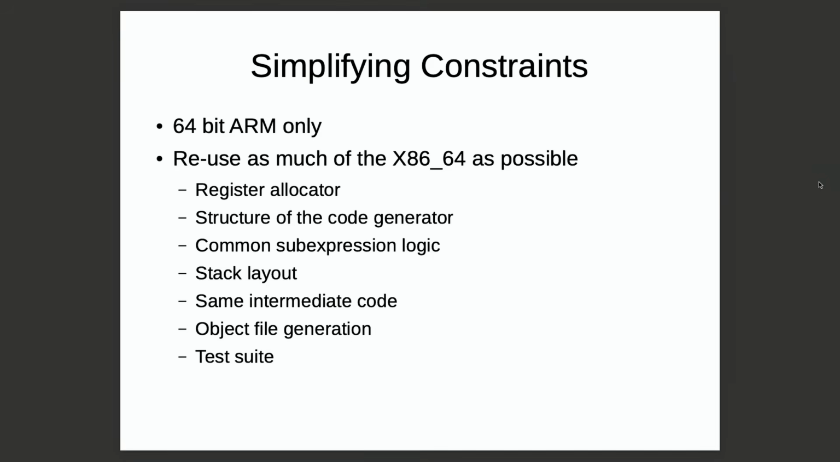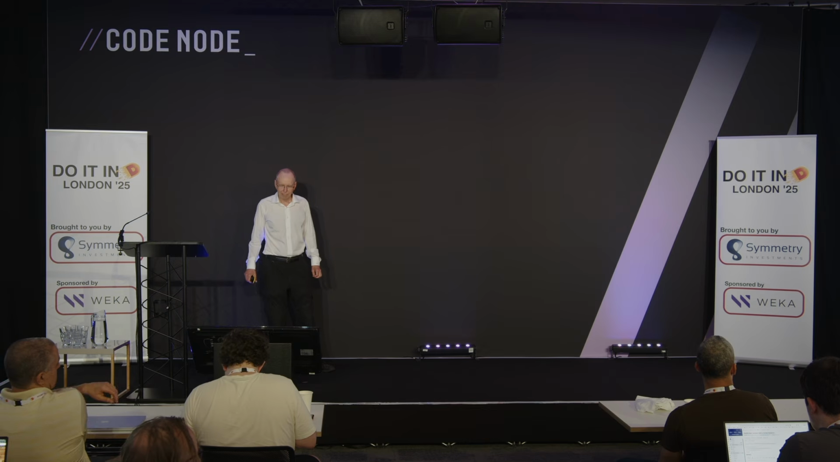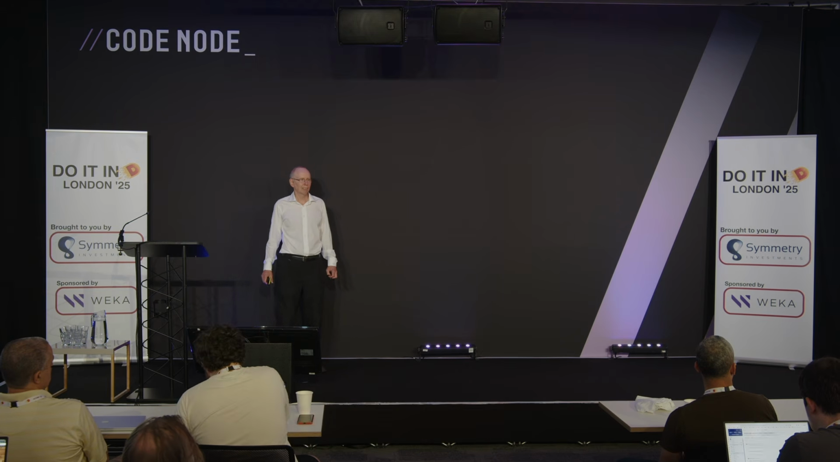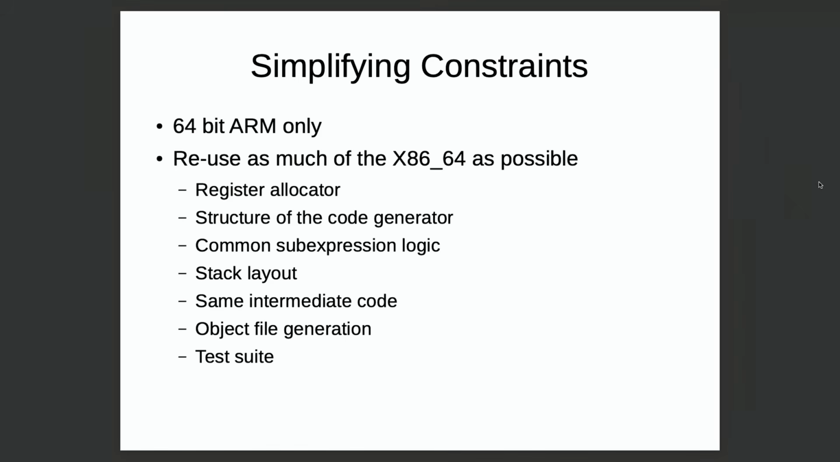I want to reuse and recycle as much of the existing code generator as possible, which means looking through the various sections of it. There are parts I can recycle from the x86-64 code generator with almost no changes. Things like the register allocator. It turned out that that was very adaptable. The general layout and how it operated, how it dealt with common sub-expressions. The stack layout turned out to not be quite the same. Because of the way the instruction set works on the ARM, you kind of want to do it differently than on the x86. The intermediate code is the same. The object file generation is the same.